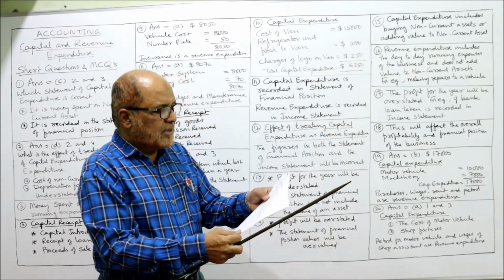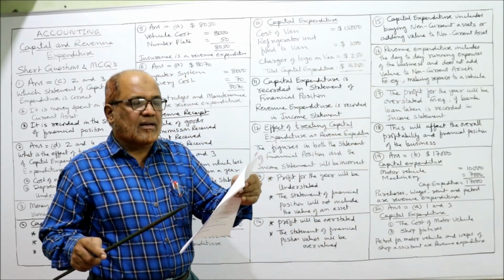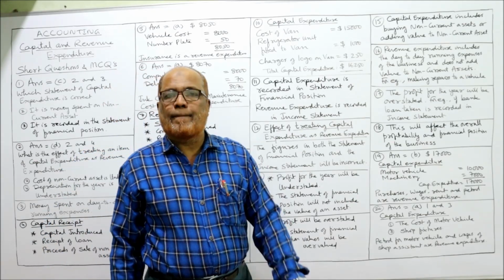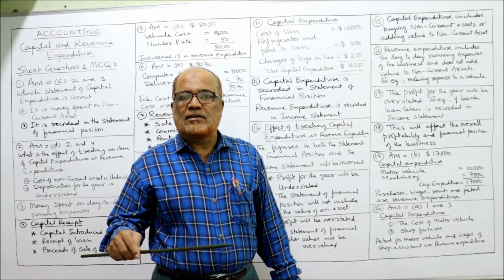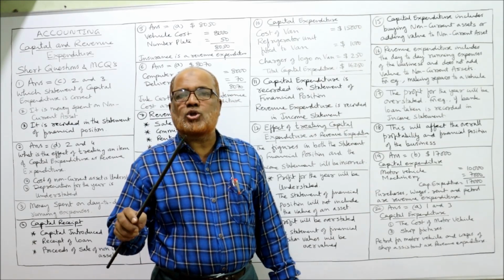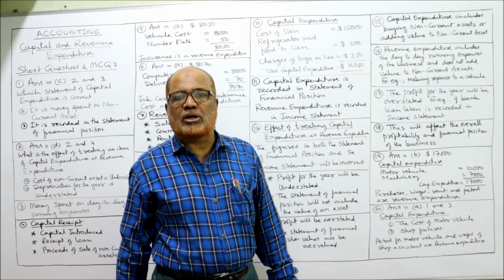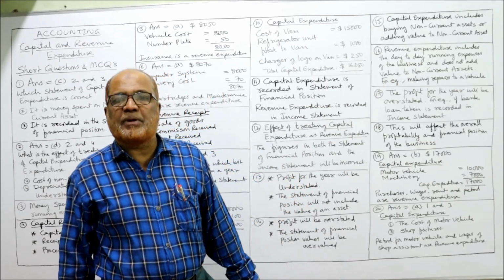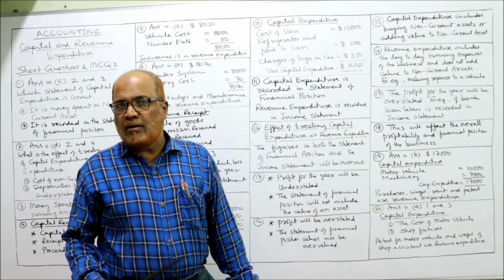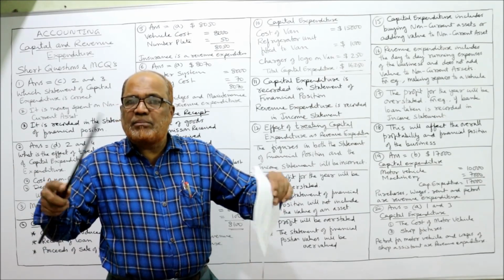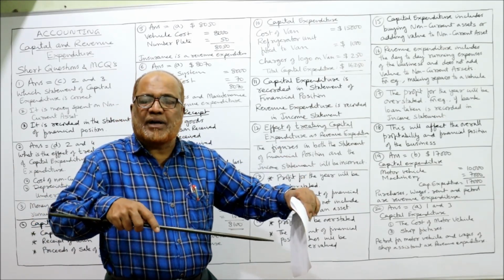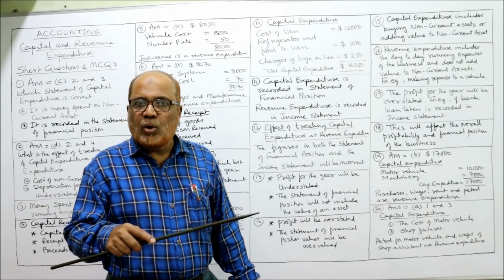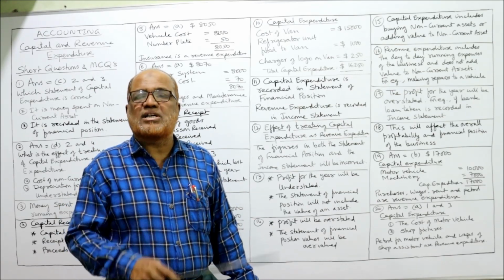Next comes, what will happen if capital receipt is included in revenue statement? Actually, capital receipt should be taken in statement of financial position. But by mistake, it is taken in revenue statement. That means capital receipt, by mistake, is taken in income statement. So profit will be overstated. Profit will be overstated in the income statement.